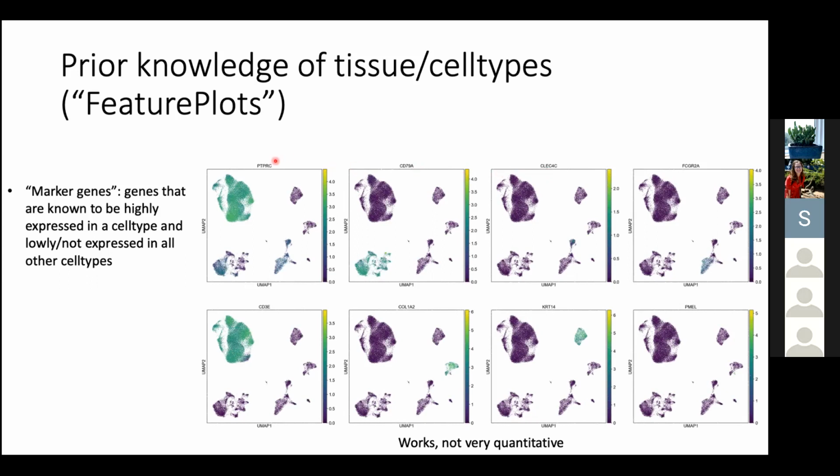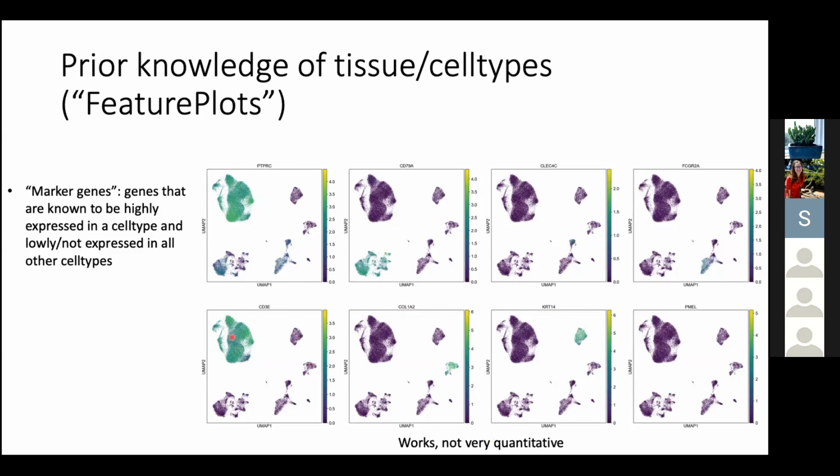So this is PTPRC, which marks immune cells. You can see that there's a bunch of immune cells here, here, and here. CD3E are your T cell markers. This one's for fibroblasts. This one's for keratinocytes. So this works, I would argue, but it's not very quantitative, right?